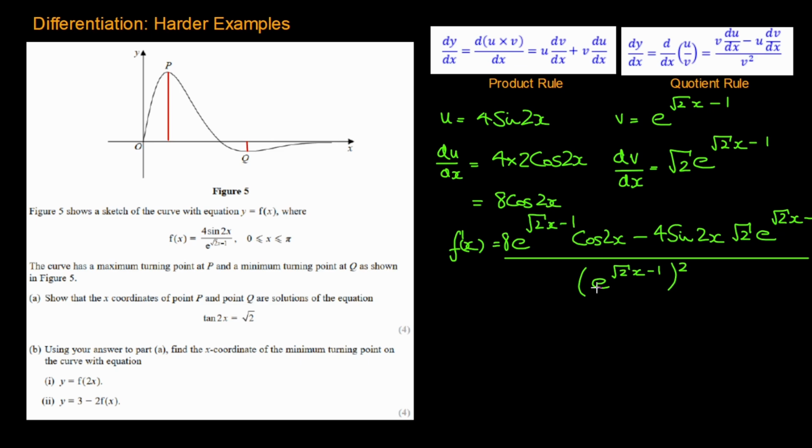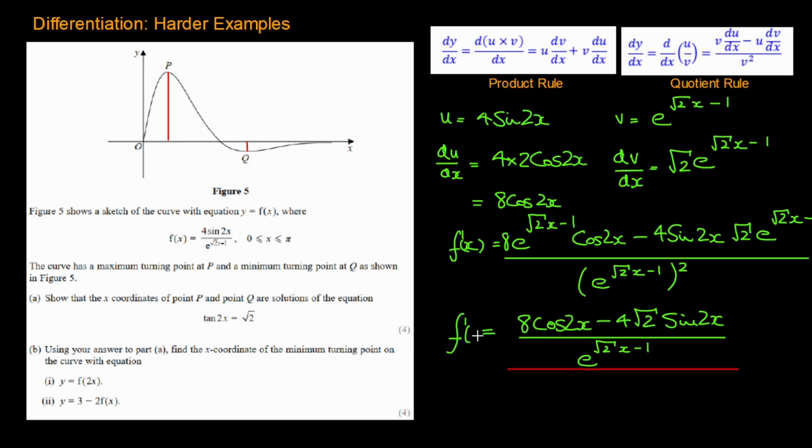Now, before we go on, we've got to do some simplification. Do notice that we've got an e to the root 2x minus 1 and another e to the root 2x minus 1 in the numerator, and that will cancel with one of the e to the root 2x minus 1s on the bottom. So this is equal to 8 cos 2x minus 4 root 2 sine 2x, and that's divided by just one of these guys now, which is e to the root 2x minus 1, and that's f prime x.